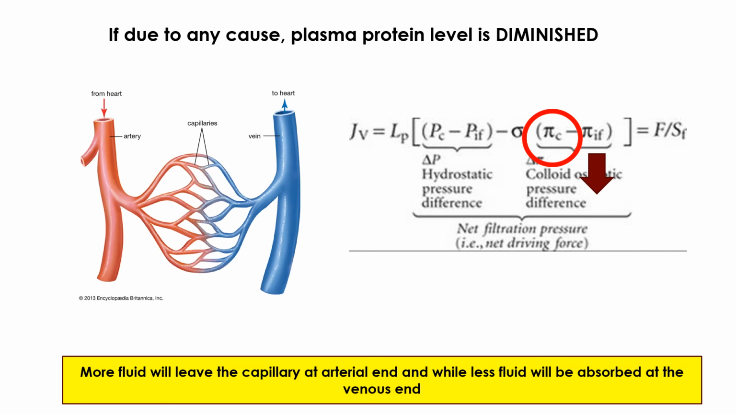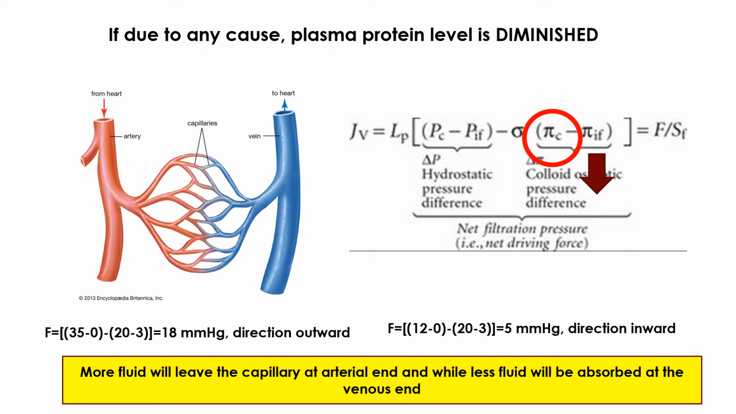We will see that at the arterial end, now the pressure will be 35 minus 0 minus 20 mm of mercury minus 3, as the oncotic pressure of the capillary falls from 25 to 20 mm of mercury. So the net outward pressure becomes 18 mm of mercury at the arterial end. At the venous end, it becomes 5 mm of mercury and the direction is inward.